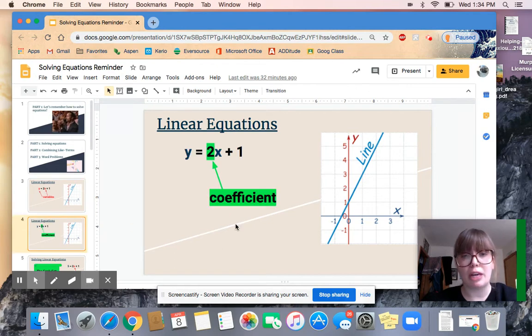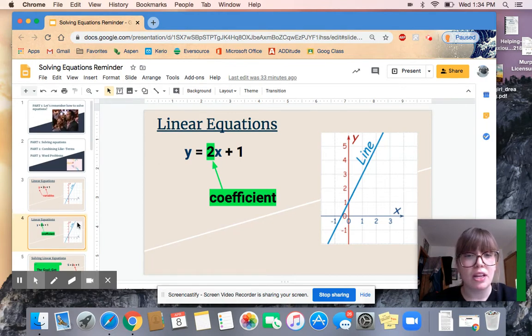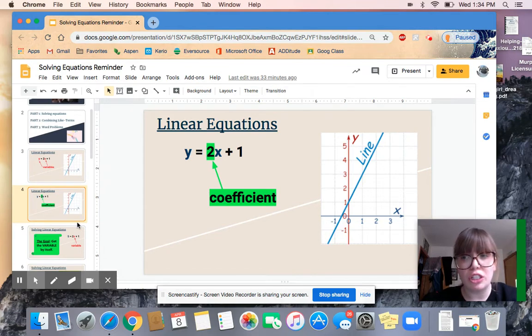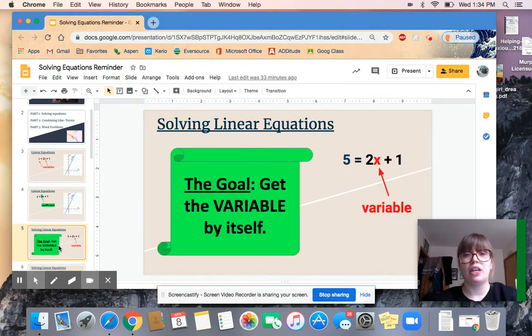The other vocabulary I want us to remember is coefficient. Coefficient is the number next to our variable. So the coefficient in this equation is 2 because it is next to the x. So if you ever see your coefficient, it's just talking about that number next to our variable or our missing piece. Now, when we have an equation, we're usually going to be asked to solve the equation.